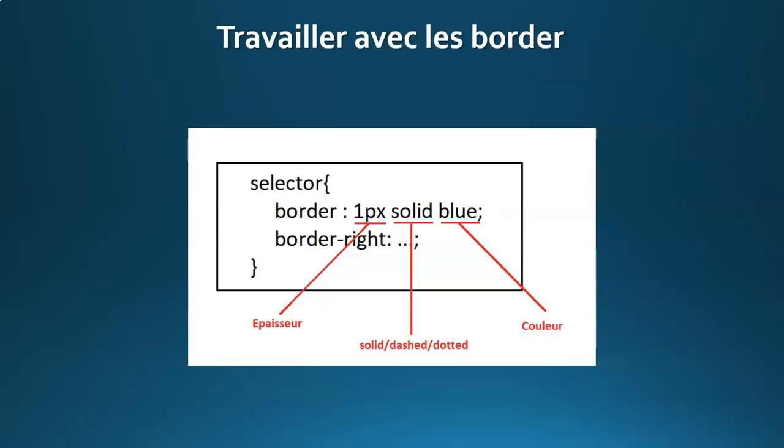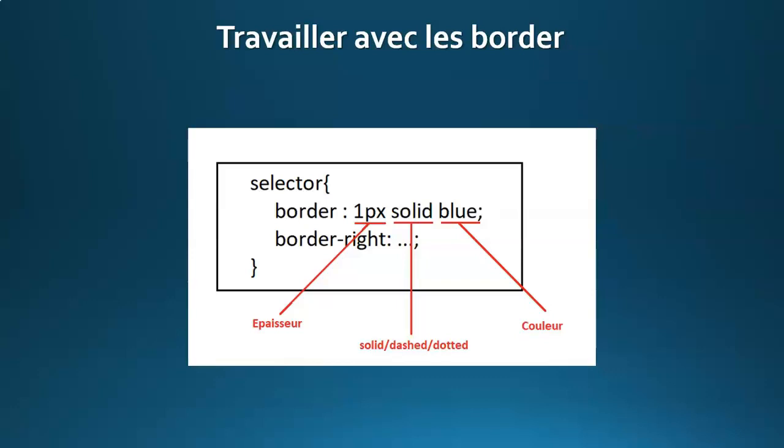You will have to choose a selector, so it could be any tag, class or ID you choose. Let's say that here it is, for example, your H1. You will put your border 1 pixel. So 1 pixel will correspond to your thickness. We will take 3 values, so 1 pixel is the thickness. Then the second value is solid, but it can very well be dashed or dotted.